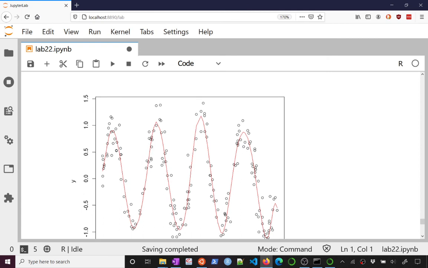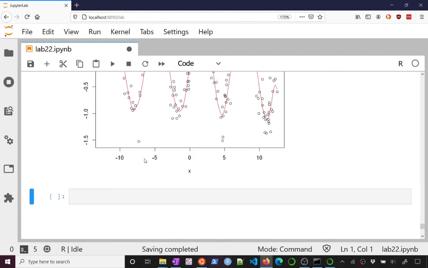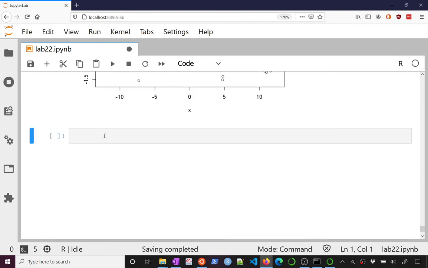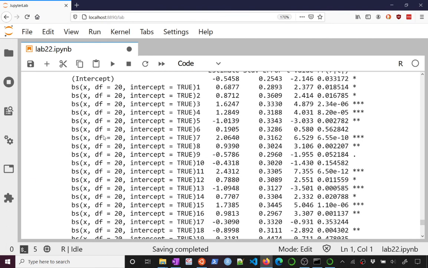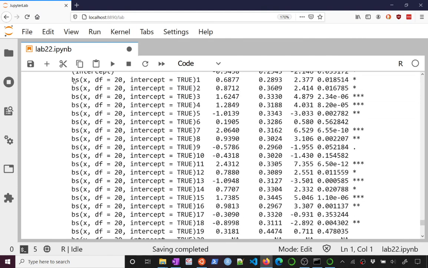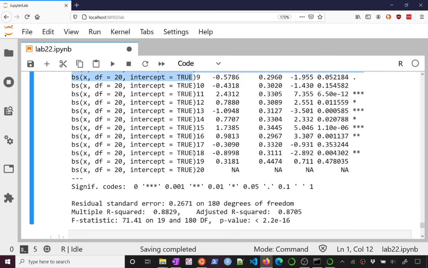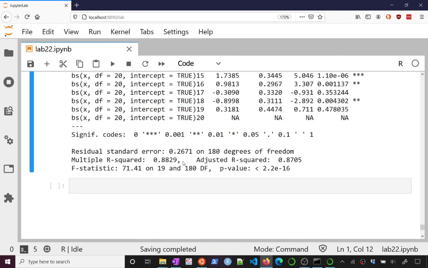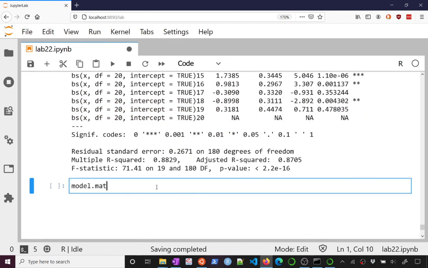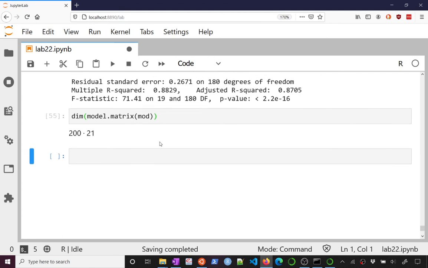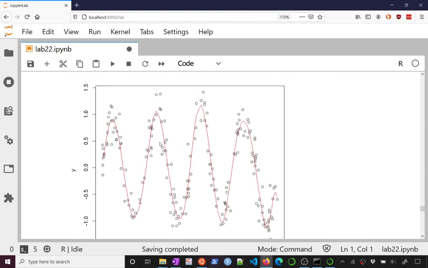But as you see, it's fitting these splines directly through the LM function here. So everything I can do with LM, summary, I can do with my spline fit. You see each of these terms are kind of uninterpretable. These are the different, basically, if I grab my model matrix from this LM object, this thing is 21 columns, so an intercept, and 20 degrees of freedom.